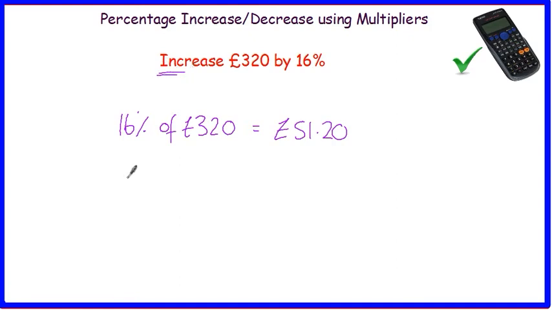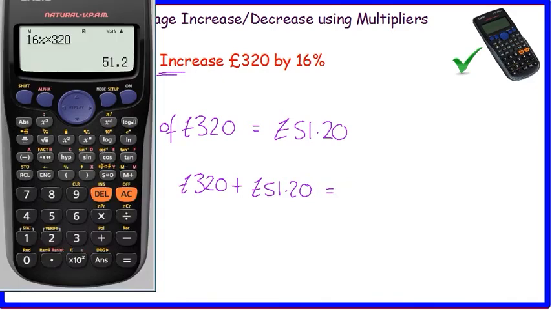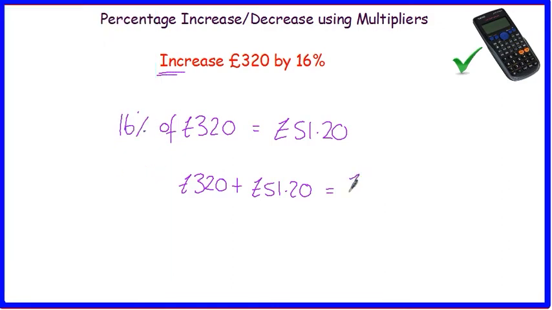So 320, add on 51.20. So I'm just going to add that to 320 equals £371.20.